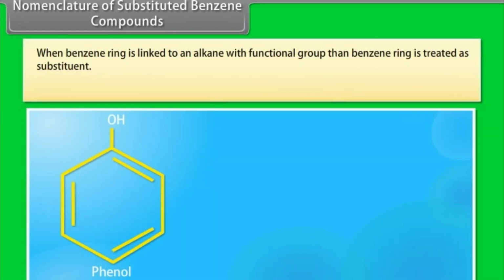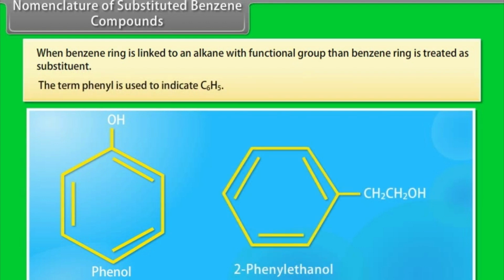When a benzene ring is linked to an alkane with a functional group, then the benzene ring is treated as a substituent. The term phenyl is used to indicate C6H5.